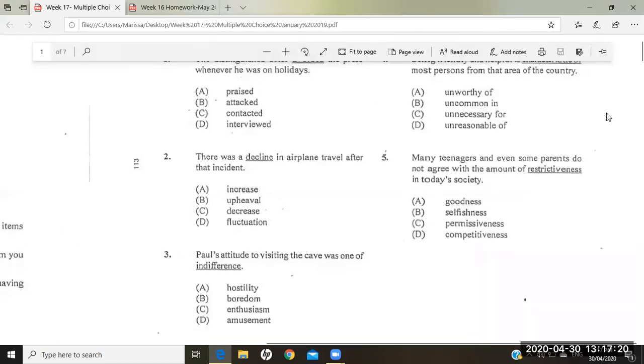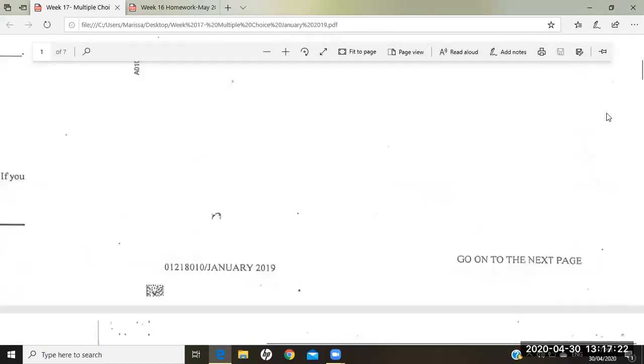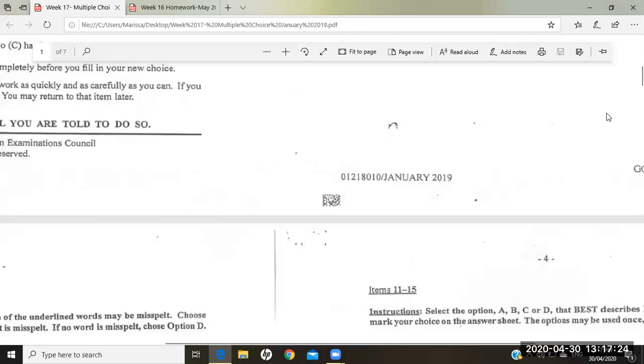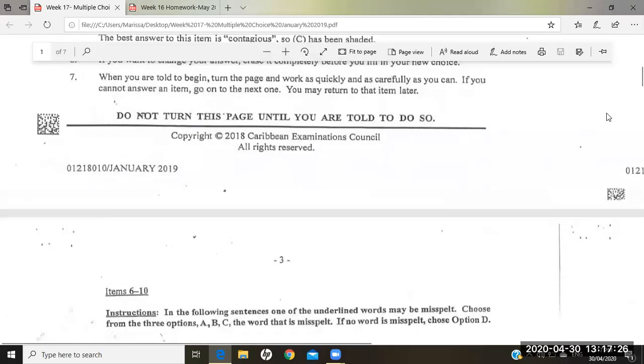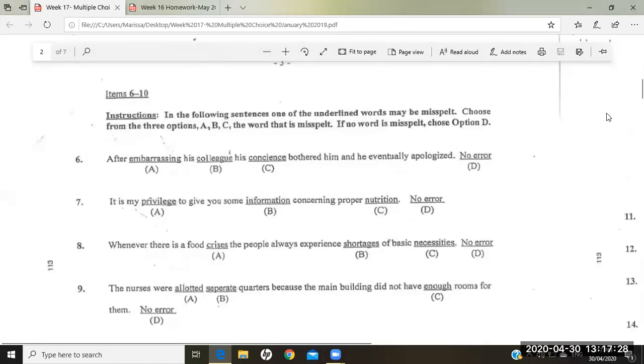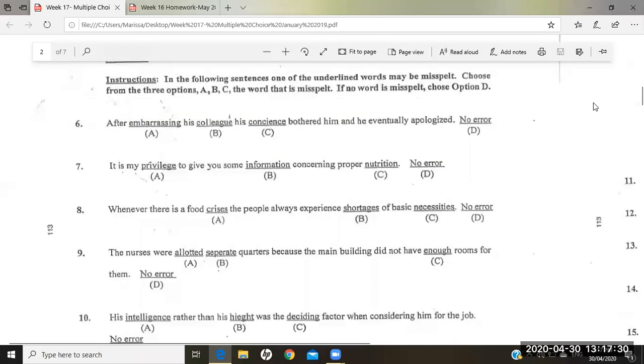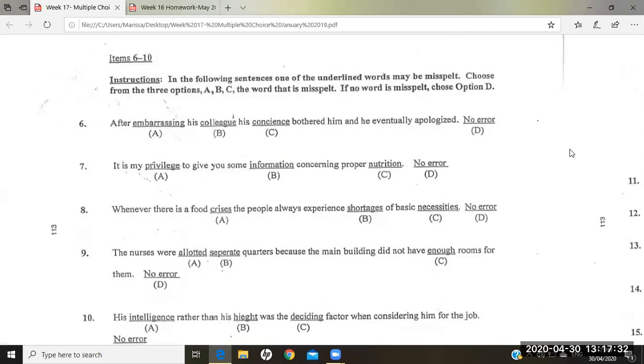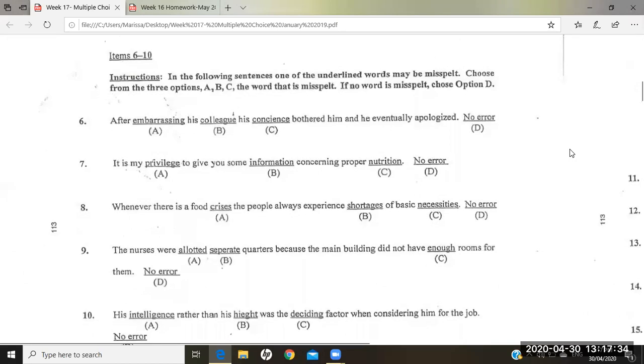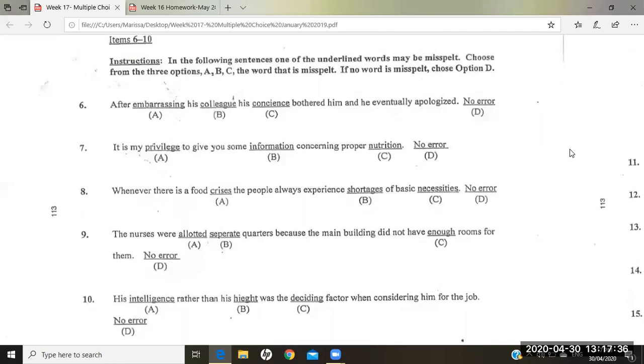Thank you, Angelica. So we're going to move on to the other section of the paper, where we're going to look at questions 6 to 10. And 6 to 10 is basically the usage section. It says in the following sentences, one of the following words may be misspelled. So you have to choose from the three options, A, B, C, the word that is misspelled, or if you think there's no word that is spelled incorrectly.